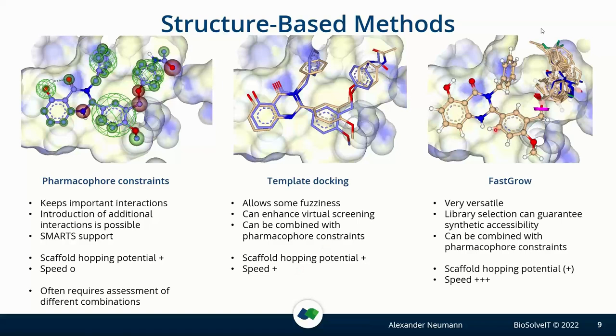The best part about FastGrow though is that it's very versatile. You can also create your own libraries, which I will show you on the next slide, and you can also use pharmacophore constraints to guide your growing into a particular direction. The scaffold hopping potential is not as big, depending on where your pharmacophore actually binds. But as you saw, the speed is amazing. I have never seen something performing so well.